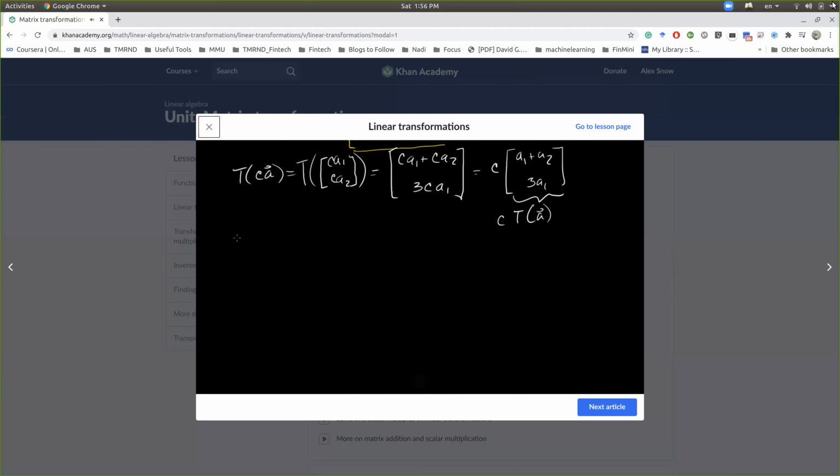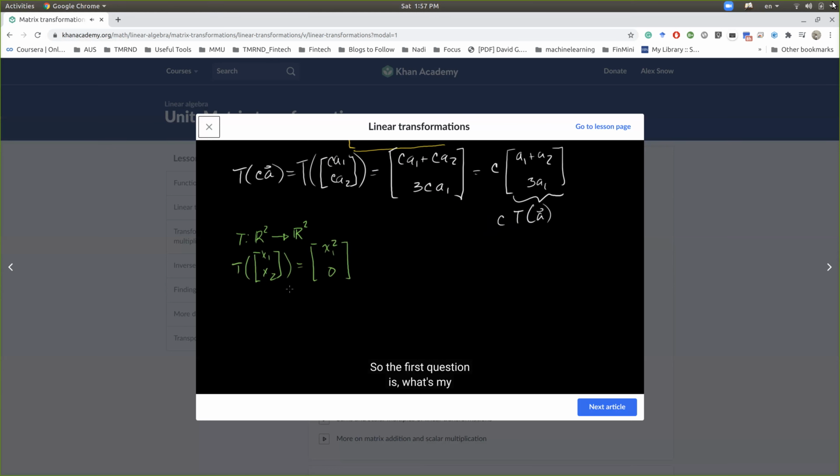Let me define a transformation. Well, I'll do it from R2 to R2 just to compare the two. I could have done it from R to R if I wanted a simpler example. Let's say my transformation of the vector x1, x2 is equal to x1 squared and then 0. Just like that. Let me see if this is a linear transformation.